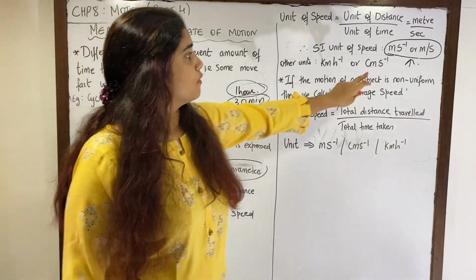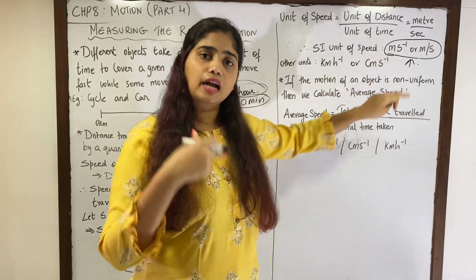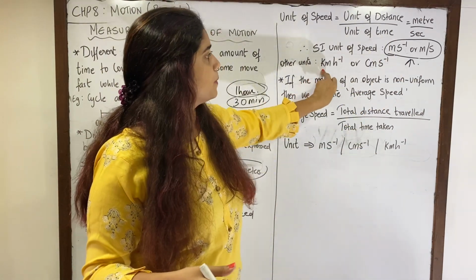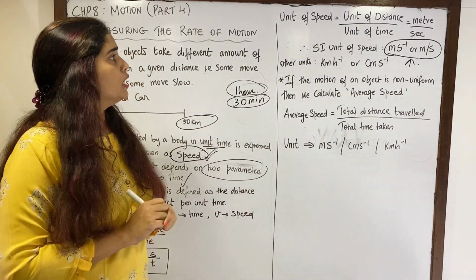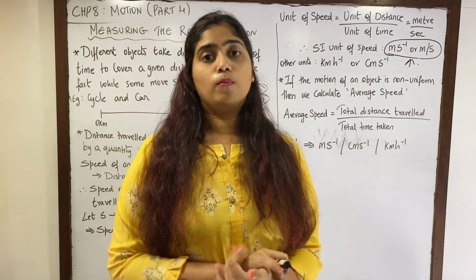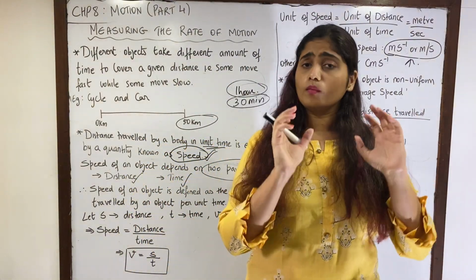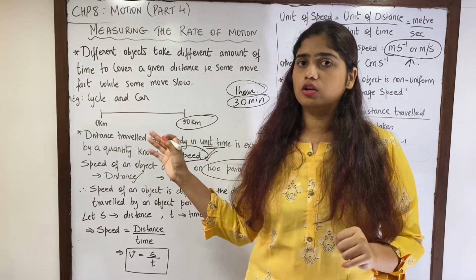Okay. So it is always going to be meter per second, which is going to be the standard unit of speed. And there are other units which are kilometer per hour and centimeter per second. So that was the unit of speed. Now this is when the particular object is moving in uniform motion. That is, it is covering equal distances in equal intervals of time.